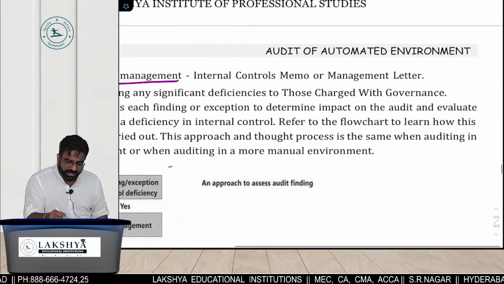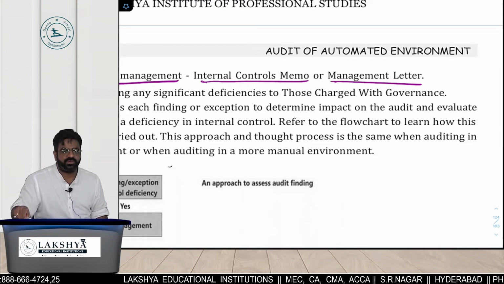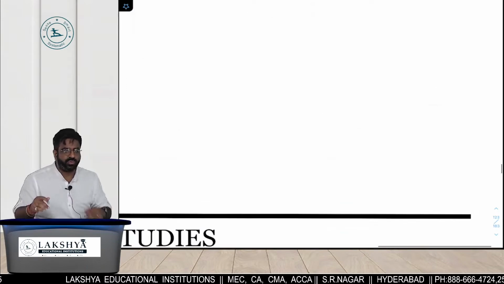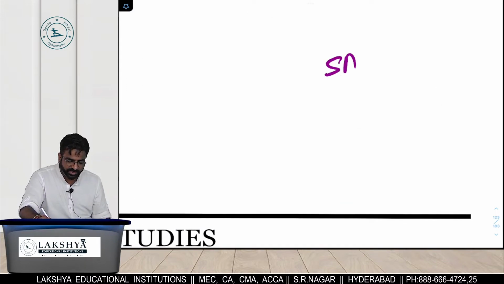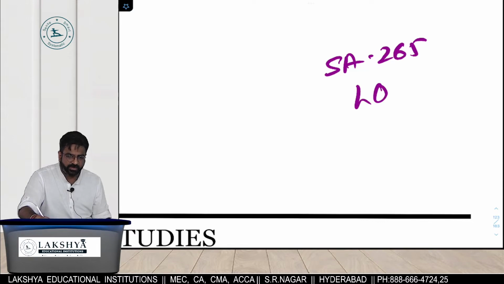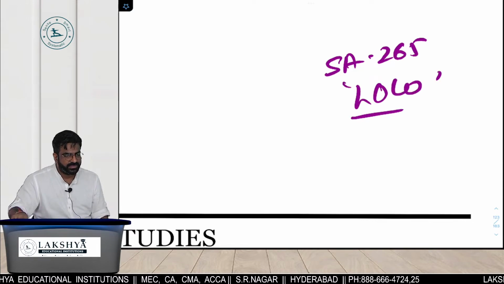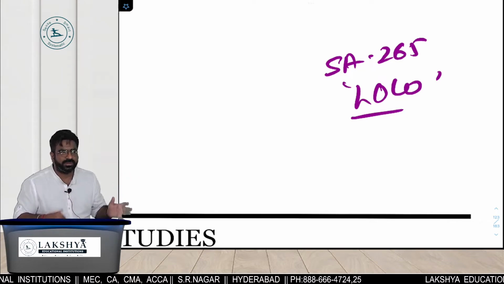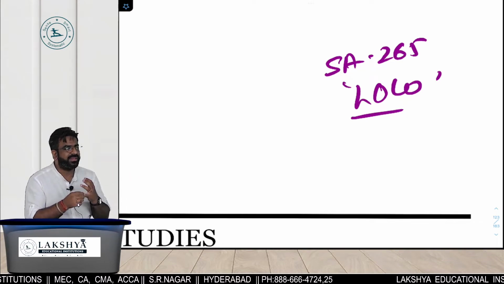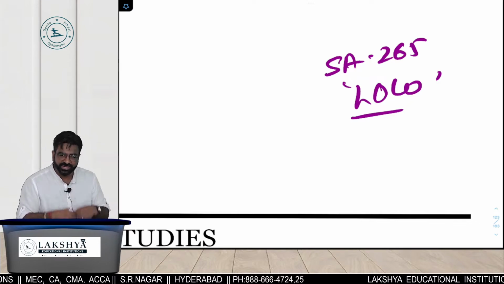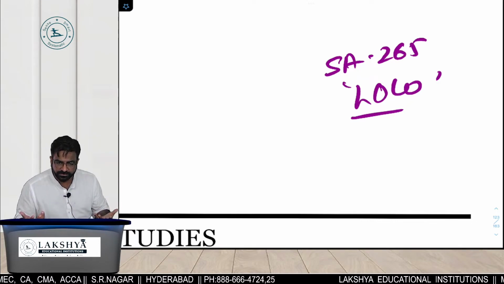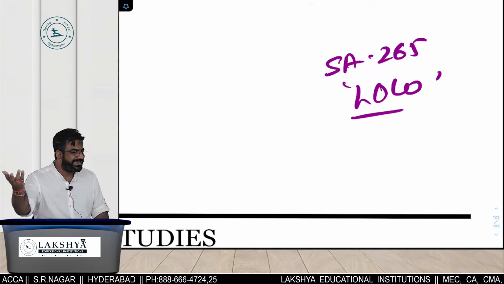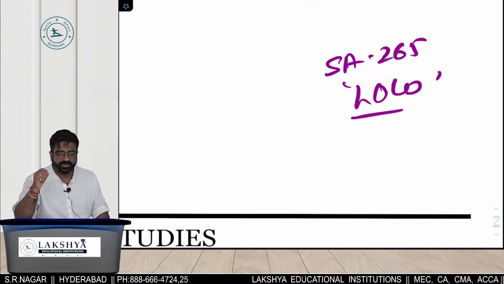Next point. Report deficiencies to whom? Management. Internal controls memo and management letter. What do you mean by that? I think you don't have that standard in your portion; that is called SA 265. We call it LOW, letter of weaknesses. What is the name of the letter? Who will draft this letter? Who did the audit? Auditor. Who checked their internal control system? Auditor. Who found the weaknesses? So who will report to whom? To the management. So who will make this letter and send it to whom? TCWG.